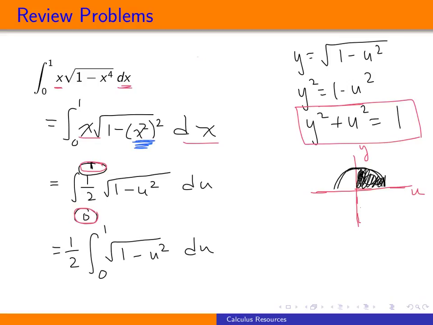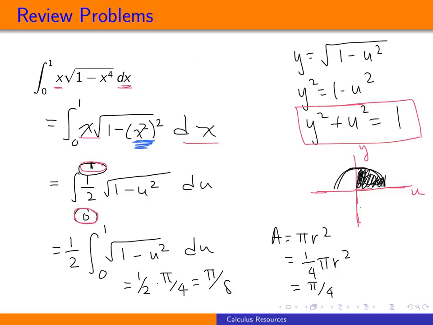Well, that is in fact just a quarter of a circle of radius 1, and the area of a circle is pi r squared. We have a quarter of it, so we're going to have a quarter pi r squared. Our radius is 1, so my area is pi over 4. So this integral is going to be 1/2 times pi over 4, or pi over 8.